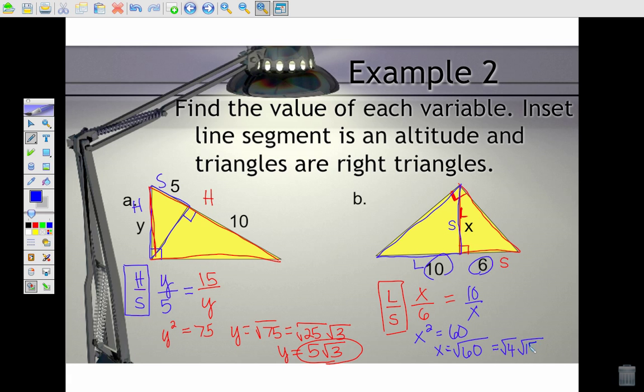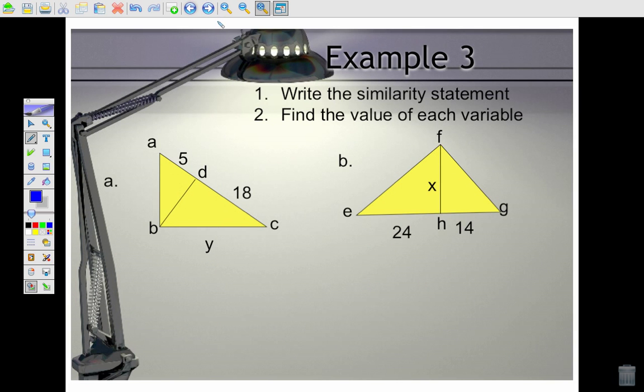And the biggest perfect square that I found that would go into it is 4. So we have 4 times the square root of 15. Notice they're both still under the radical. Then I can take the square root of 4, and I get 2 square root of 15. So that's your value of x.